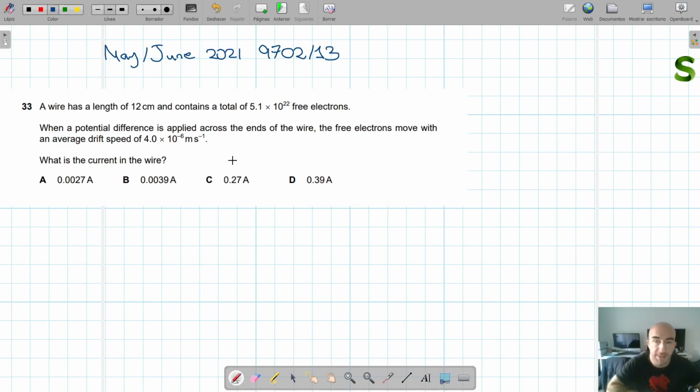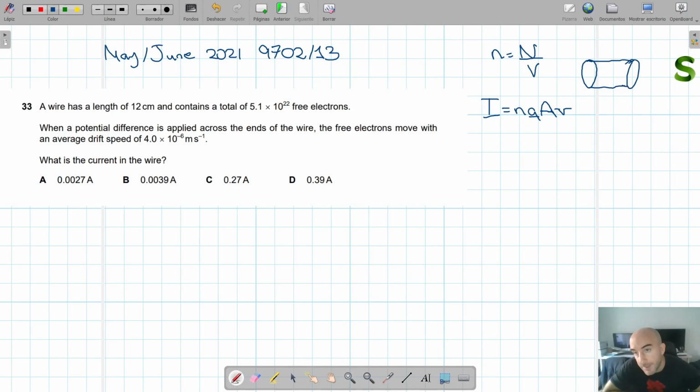So everyone who tries this exercise understands that normally we have to use this formula. But we have to understand what each of these things means. Especially the n, which is the number of charges per unit of volume. Now we are given 5.1 times 10 to the power 22, not per unit of volume, but in total.